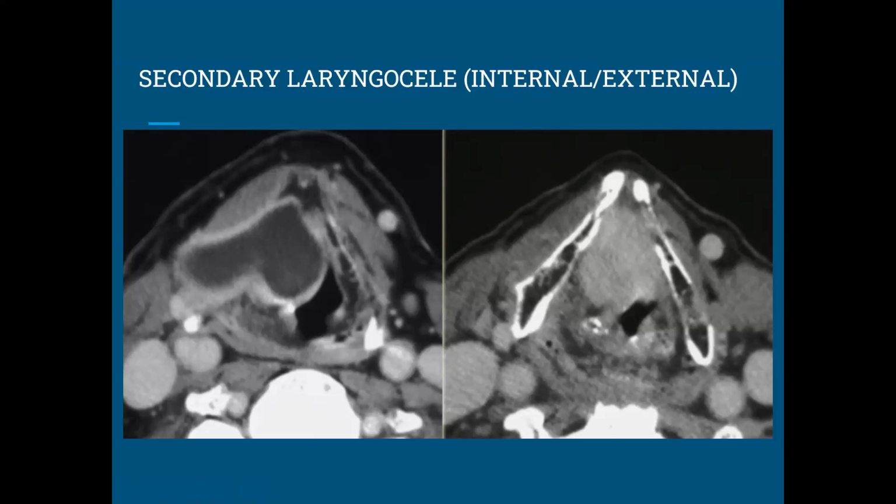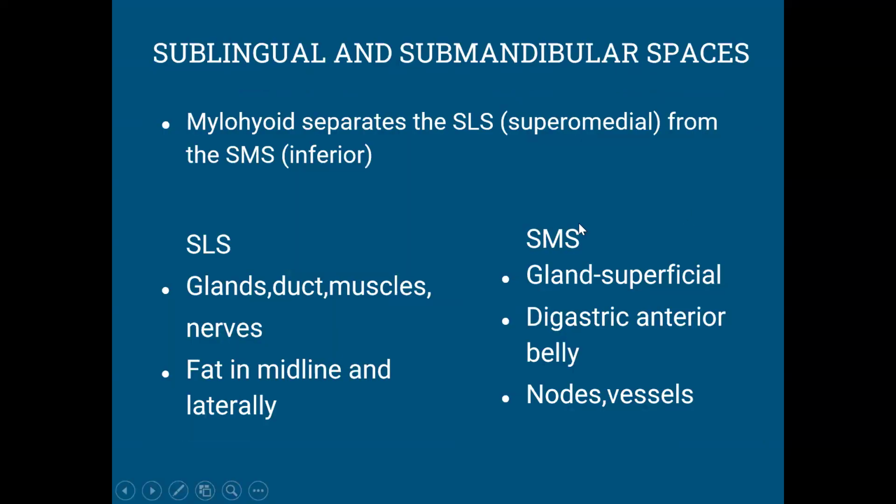So that was about the visceral space, and just a quick mention about a few other spaces. Coming anteriorly, we have the sublingual and the submandibular spaces, and we have the mylohyoid muscle which separates these two spaces. We have the sublingual space superomedial to the mylohyoid, and the submandibular space inferior to the mylohyoid. And contents wise, the sublingual space comprises the sublingual glands, the ducts, the muscles, nerves, and fat.